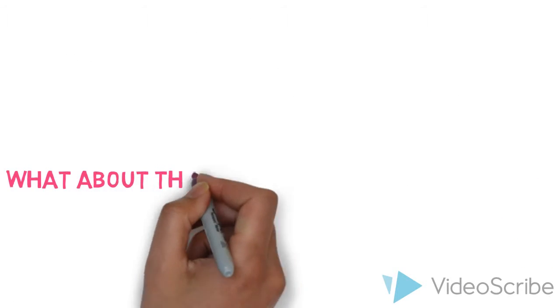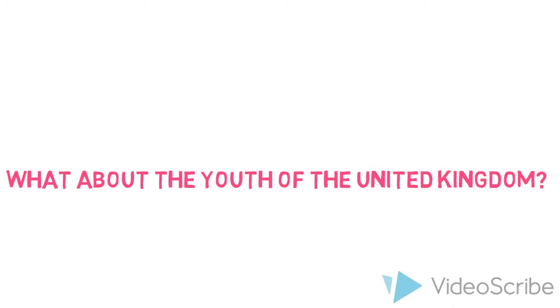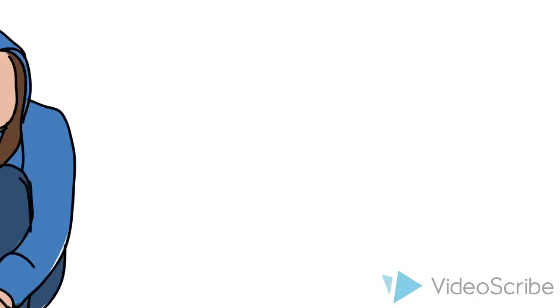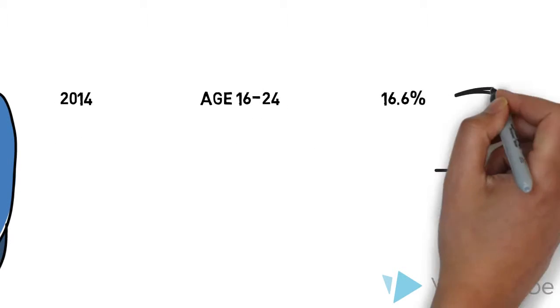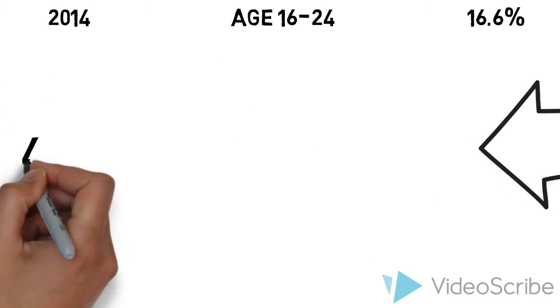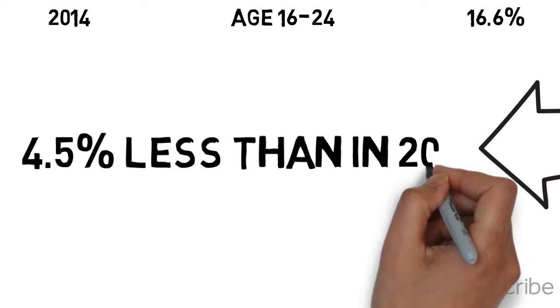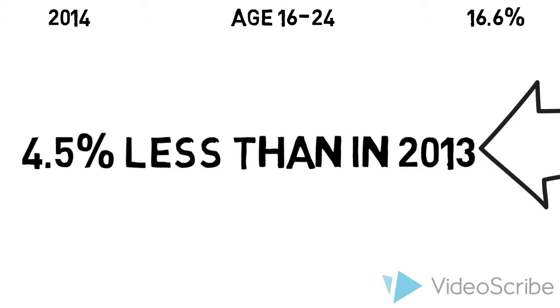What about the youth of the United Kingdom? This year, the unemployment rate for 16 to 24-year-olds who are actively seeking a job is 16.6%, which is 4.5% less than the previous year, in which it was 21.1%.